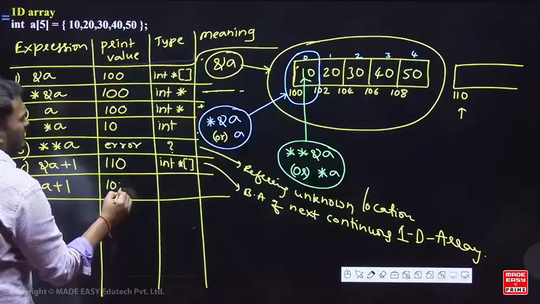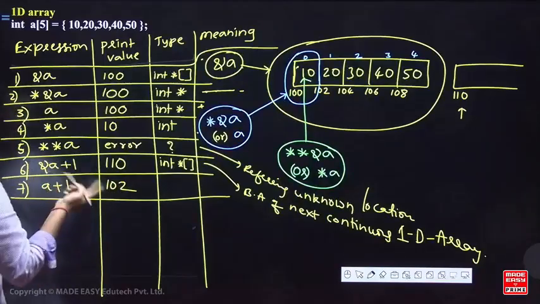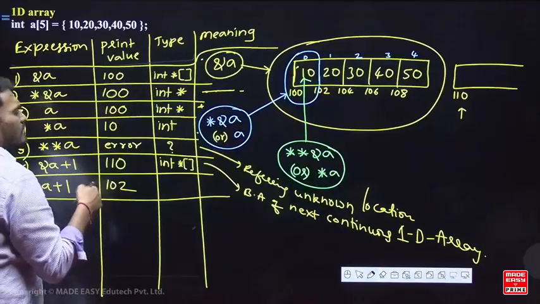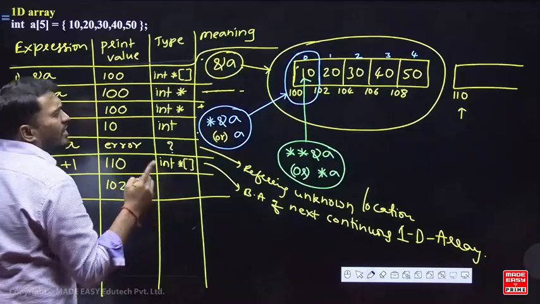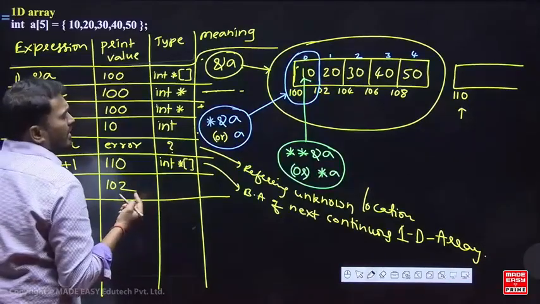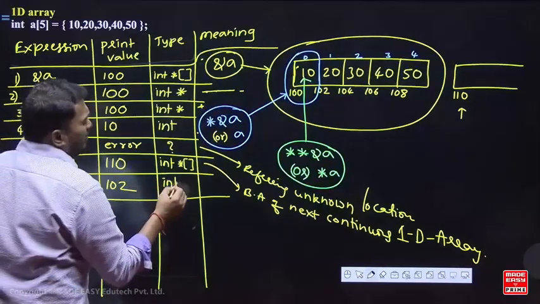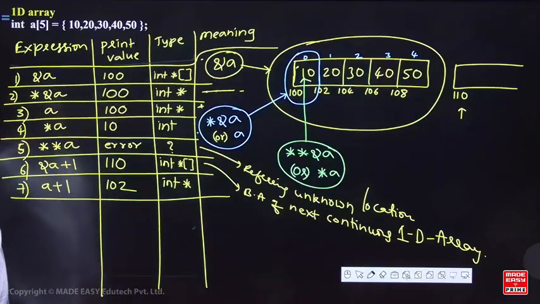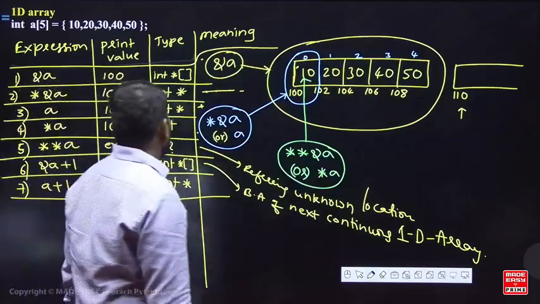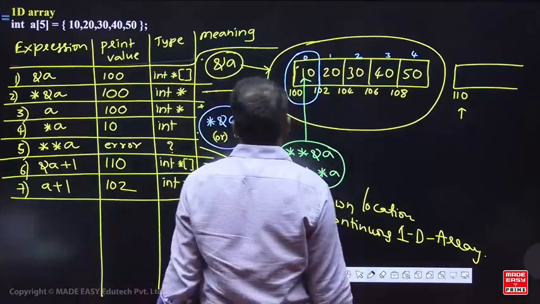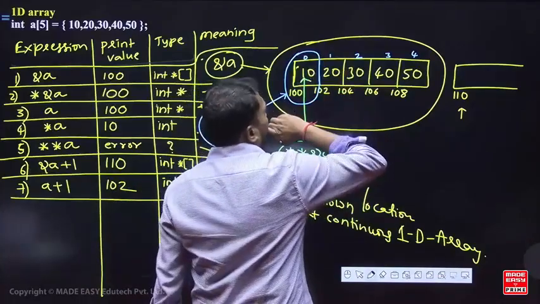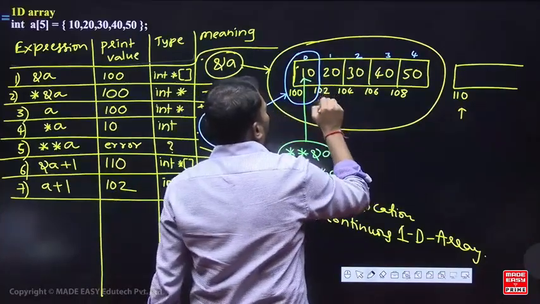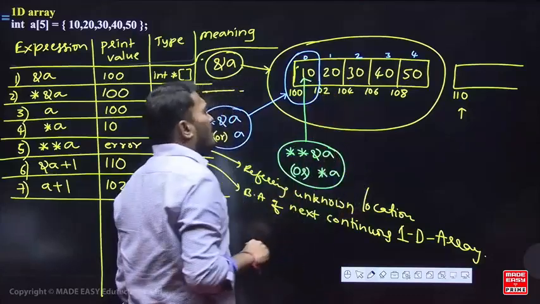So it will print what? 102. Already I showed this in the previous example. So now it is pointing to 102. It is pointing to element, that is the first element. Element को point कर रहा है, type क्या होगा? Int star. Is that clear? Element को point कर रहा है तो int star.